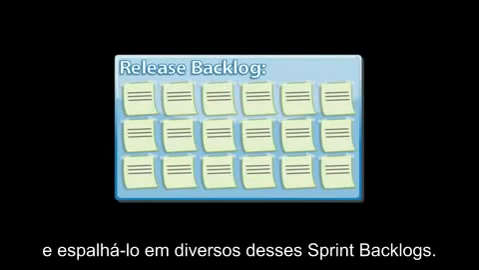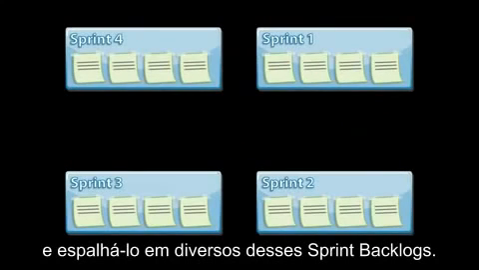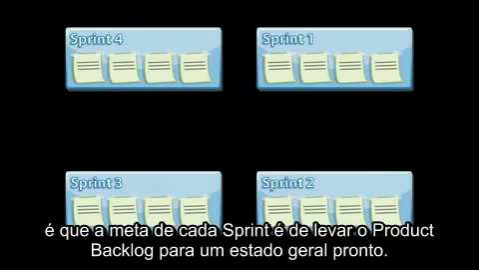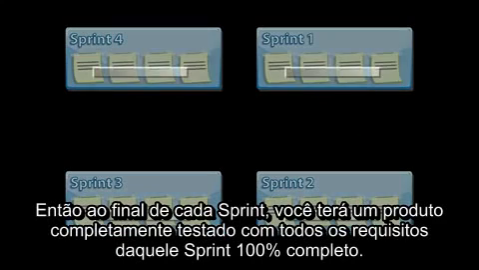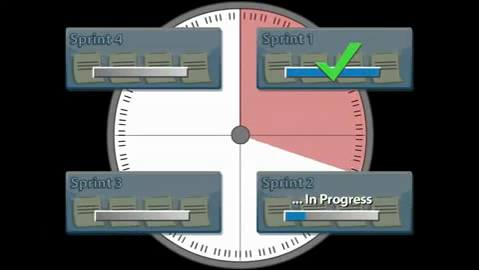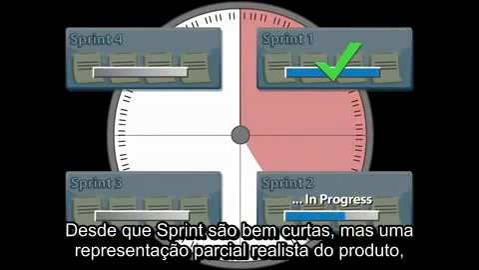So at this point, we can take our release backlog and split it up into several of these sprint backlogs. One of the most important things to remember about sprints is that the goal of each sprint is to get a subset of the product backlog to a ship-ready state. So at the end of each sprint, you should have a fully tested product with all the features of that sprint 100% complete.